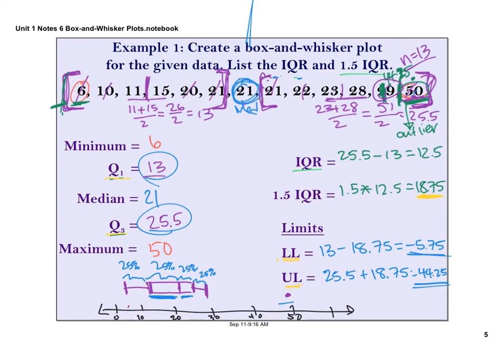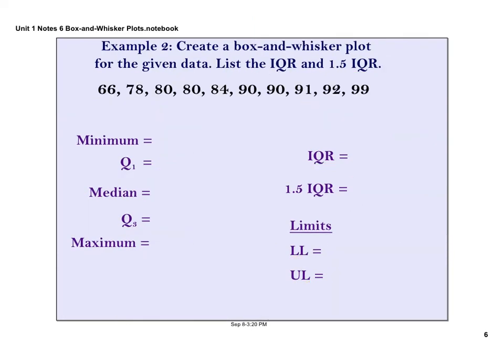All right, we're going to do this, and then we'll be good. So let's create the box and whisker plot, given the IQR and the 1.5 IQR, and we're going to list the 5 number summary and all that jazz. Starting off at the top, I have my data listed in order again.